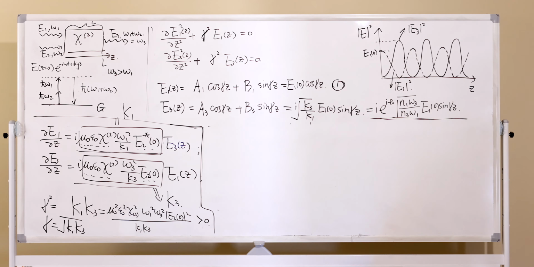Okay. Now the question I have here: it looks like you consume the number of photons one for one, so why is the maximum amplitude of the electric field of E3 not equal to the maximum of E1?